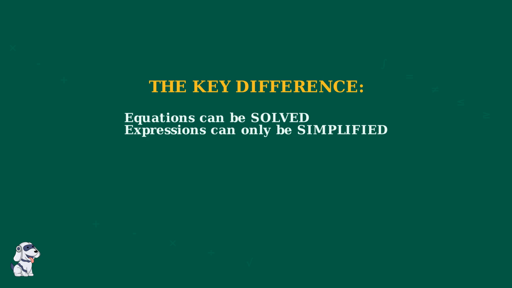When you see an equal sign, you know you can solve for the variable. Without an equal sign, you can only work with what you have. For example, the equation 2x + 3 = 11 can be solved to find that x = 4. But the expression 2x + 3 by itself cannot be solved. It can only be simplified or evaluated if we know what x is.